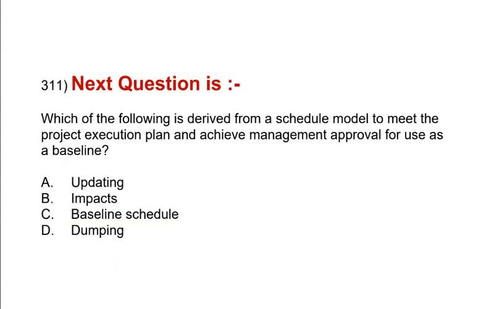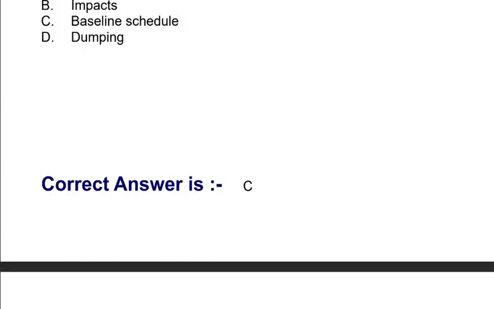Question is which of the following is derived from a schedule model to meet the project execution plan and achieve management approval for use as a baseline? Option A updating. Option B impacts. Option C baseline schedule. Option D dumping. Correct answer is option C.